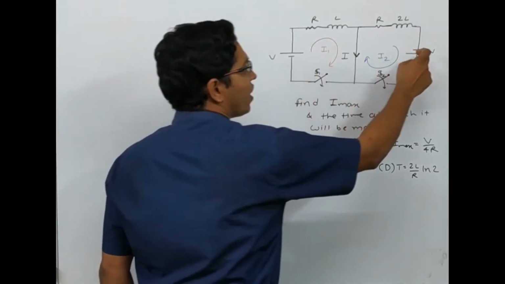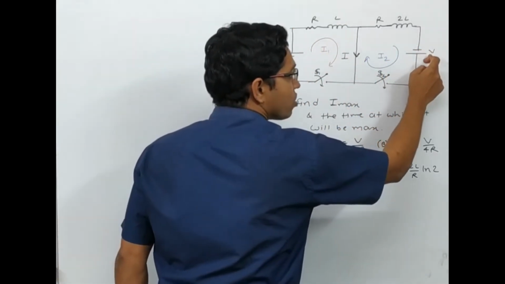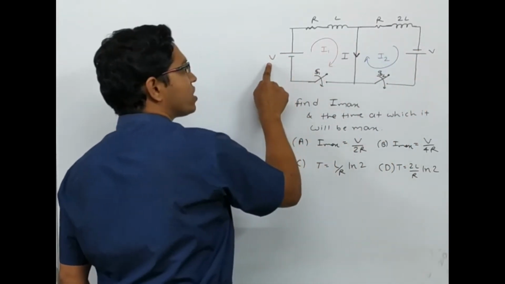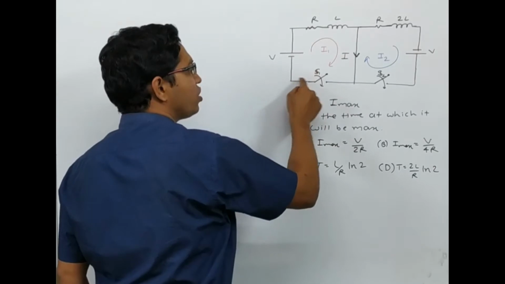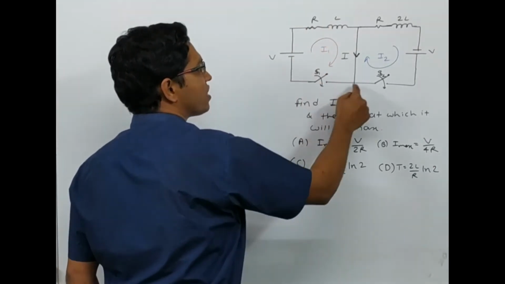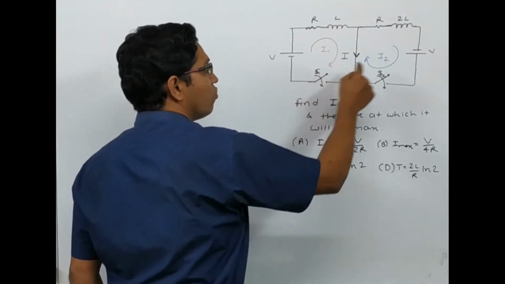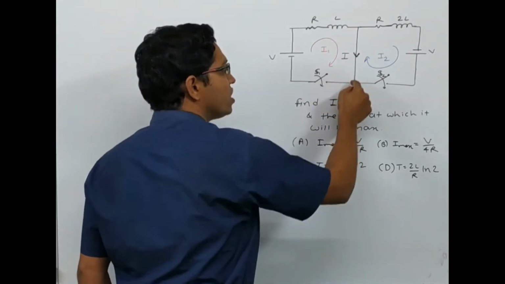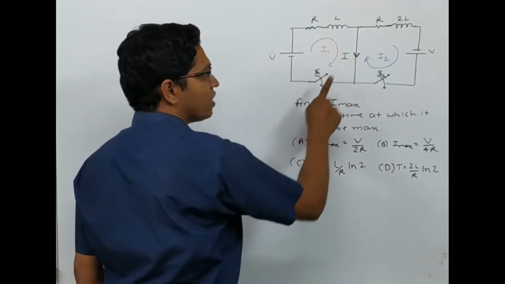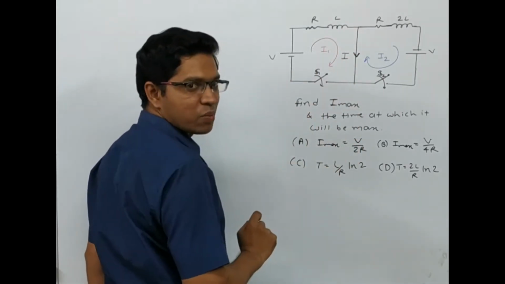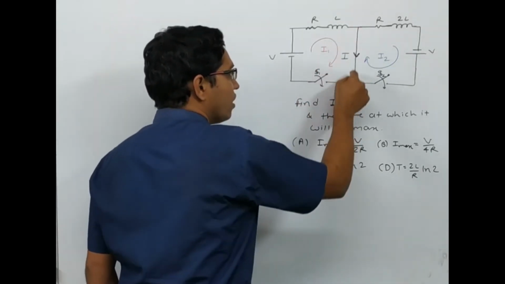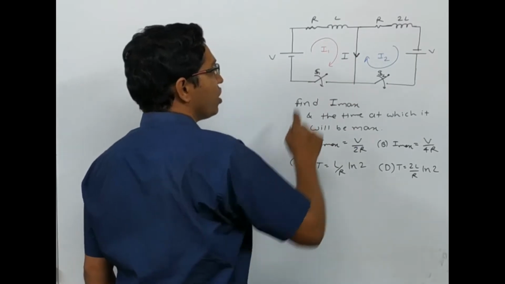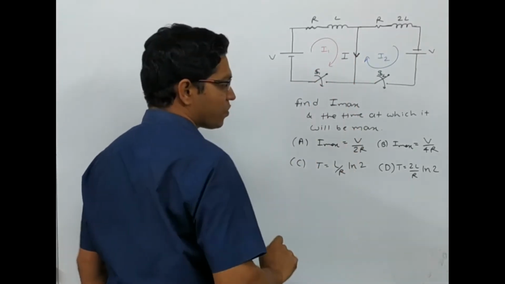Similarly, when I am finding the current because of this voltage source by short circuiting the other voltage source, even though there is a branch of resistance R and inductance L on this side, the whole of the current will flow through this branch only because there is the least resistance along this path. Hence the net current flowing through this middle branch is going to be I1 minus I2.